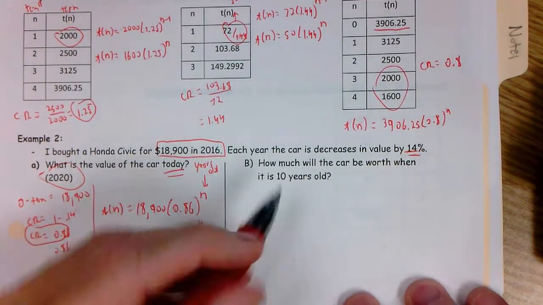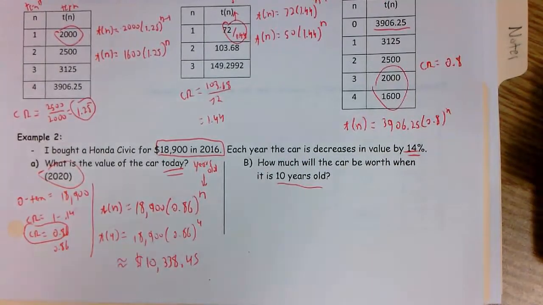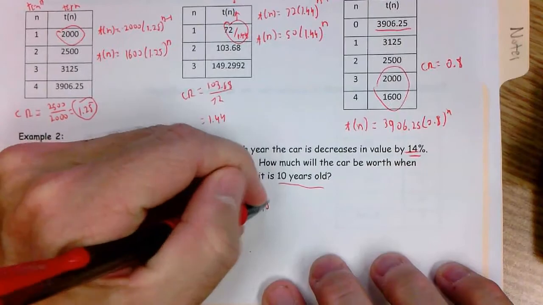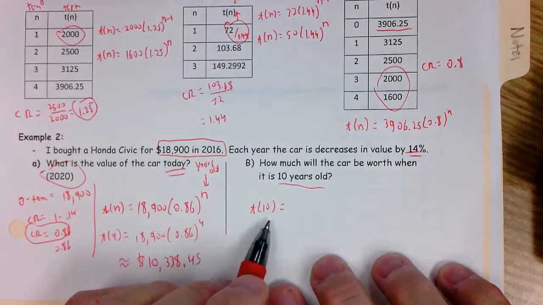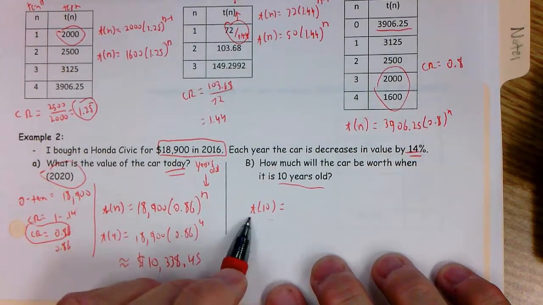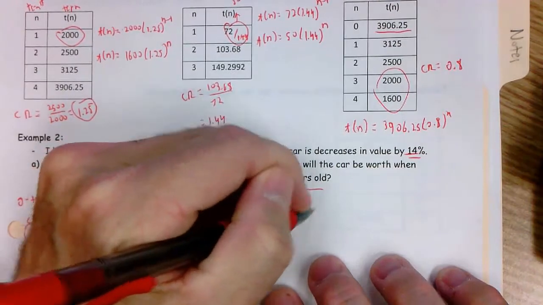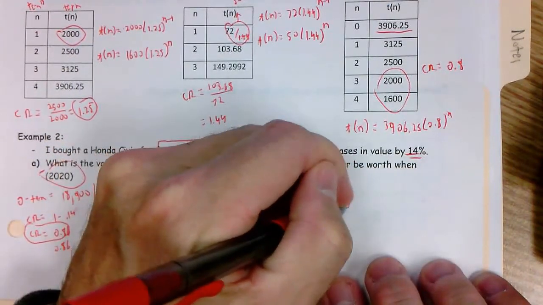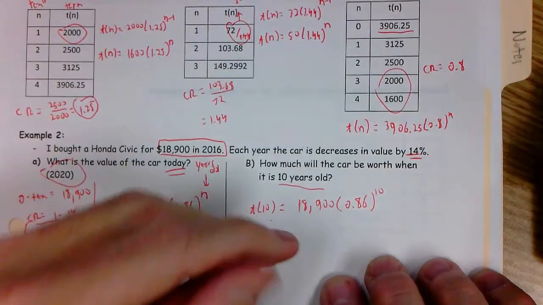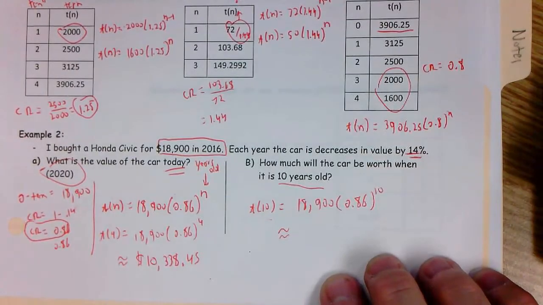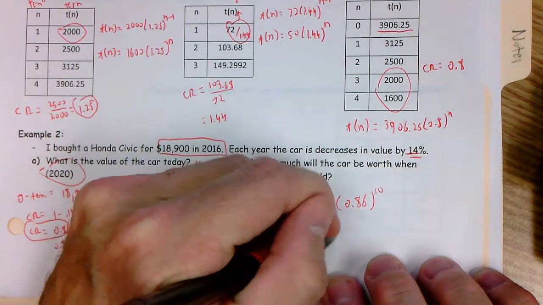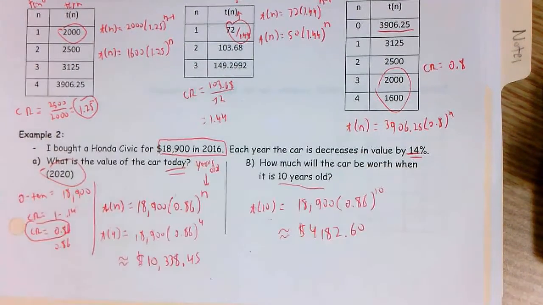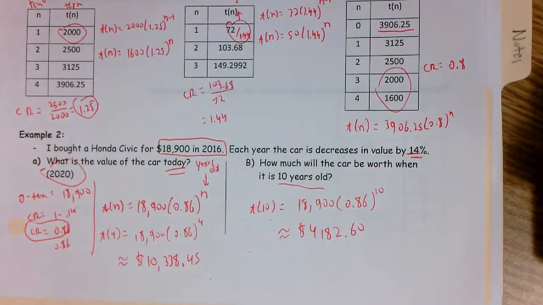Now, see if you can get this one. How much will it be worth when it's 10 years old? And then, pause real quick and then turn it back on and see if you got it right. So what we're calculating here is T of 10. Right? We're putting 10 in for n. Or this is the 10th value in the sequence. That would be 18,900 times 0.86 to the 10th power, which is approximately, because I'm rounding to the nearest penny, $4,182.60. Did you get that?